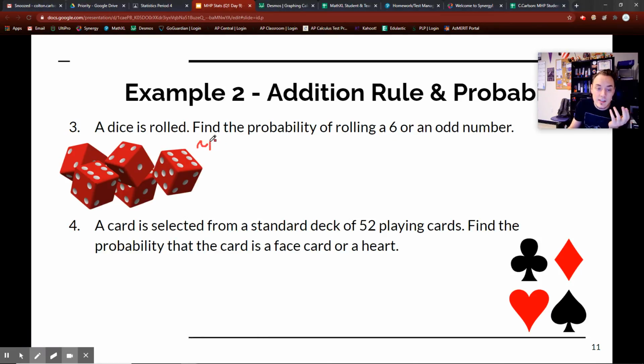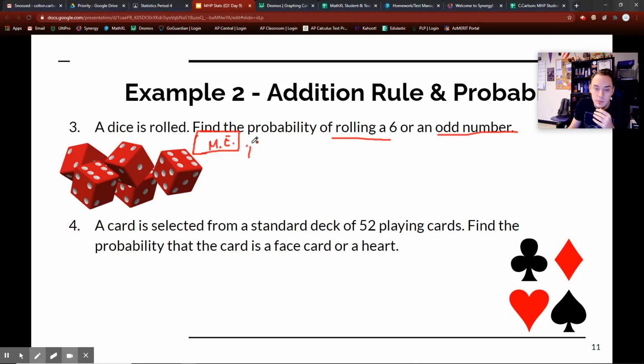Same thing. It's not mutually exclusive because there is an overlap. I can roll 6 or I can roll, actually, no. Yeah, sorry, my bad. It's mutually exclusive. Can you roll an odd number and a 6 at the same time? No. Why? Because a 6 is not an odd number.